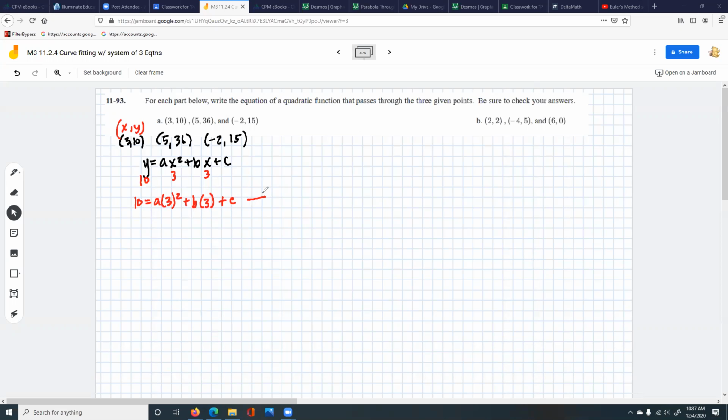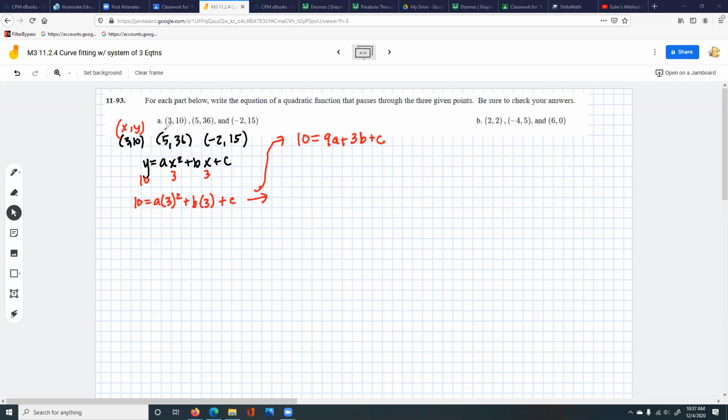And let's simplify the equation by squaring the 3 and multiplying this and making this 3b. So I'm going to put it a little higher up here. 10 equals 9a plus 3b plus c. Okay. Now I'm going to do the next equation. I'm going to change colors here.